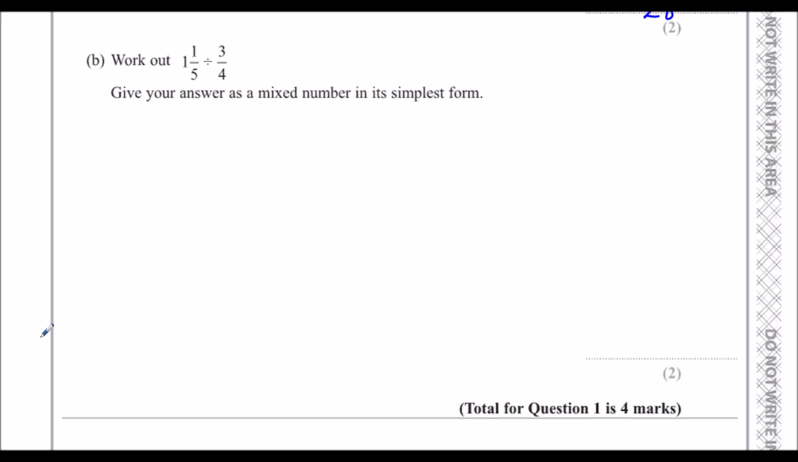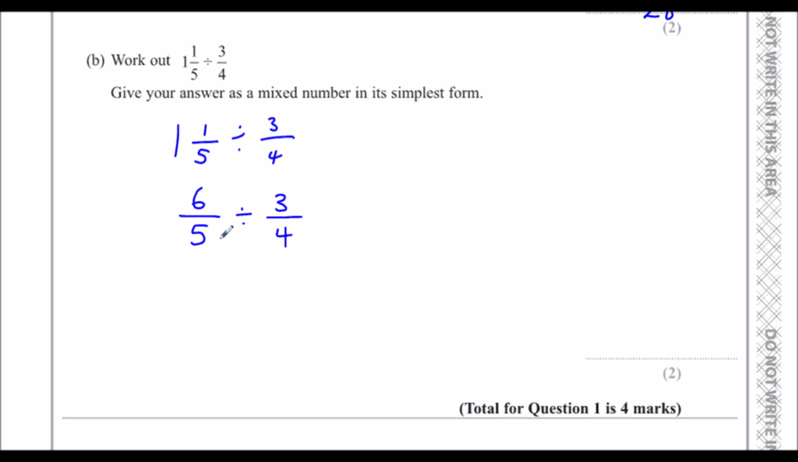Part B. Work out 1 1/5 divided by 3 quarters. And it says give your answer as a mixed number in its simplest form. So we're dividing fractions this time. And the first step is going to be the same as before. We're going to make this into a top heavy. So I've got 1 whole one. We're in fifths. So a whole one is 5/5 plus 1/5. So that's 6/5. Divided by 3 quarters.